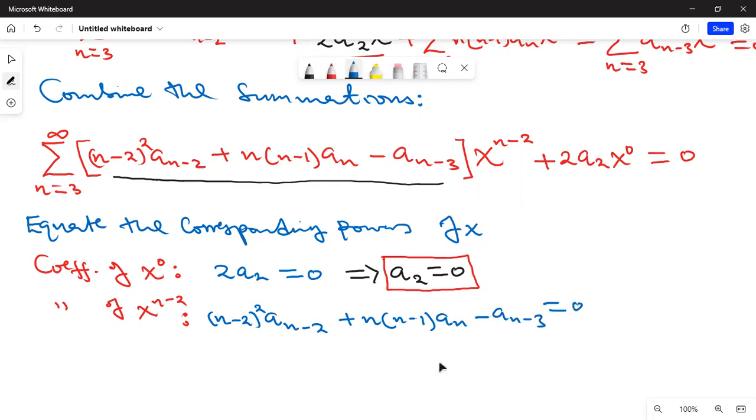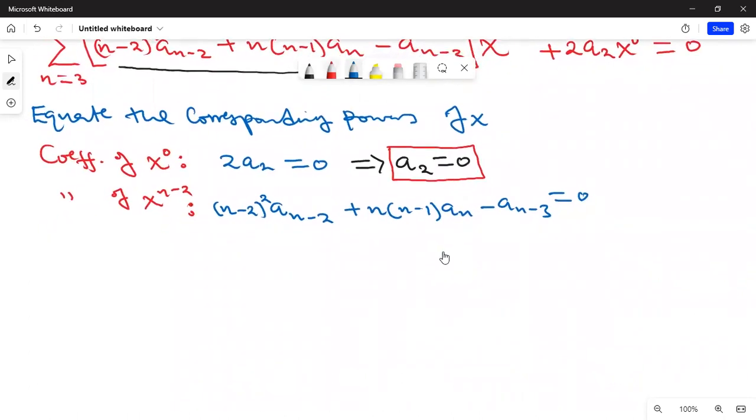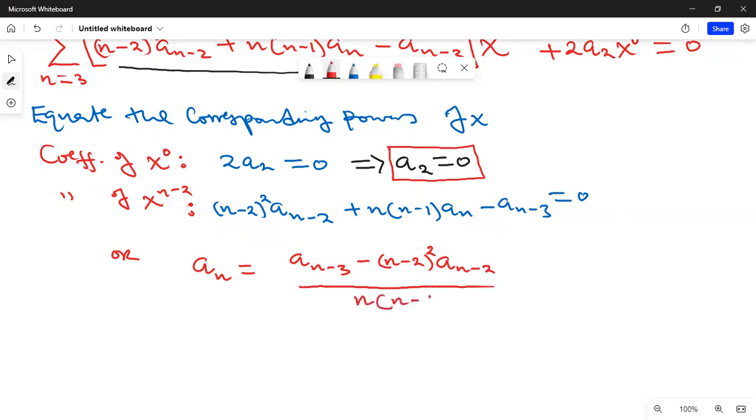So I can now make a subscript n the subject of the formula. If you make a subscript n the subject, you are going to get, let's start with this one, an minus 3, then minus n minus 2 squared times an minus 2. And everything here, you need to divide by n times n minus 1.